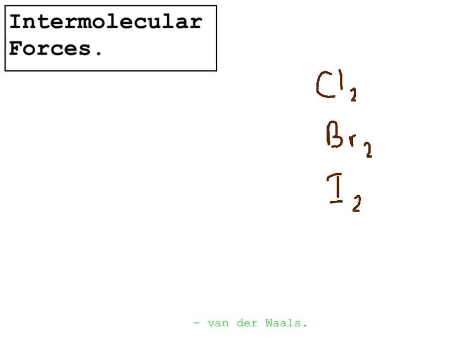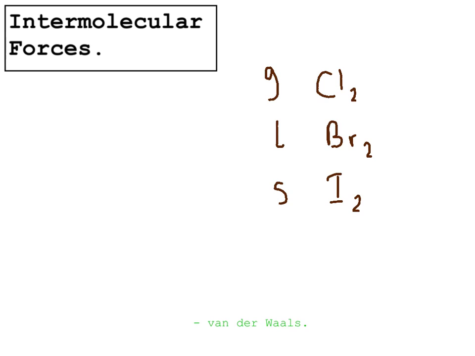Now you may remember from GCSE that chlorine is a gas, bromine is a liquid, and iodine is a solid, and so that means the boiling point must be increasing as you go down the group. It becomes much more difficult to boil them as you go down the group. You need a much higher temperature, so that means the van der Waals forces must be stronger.